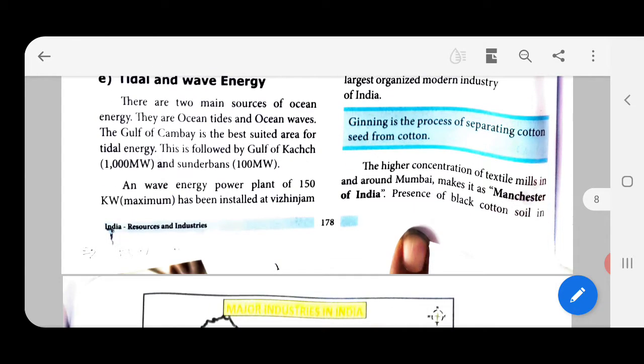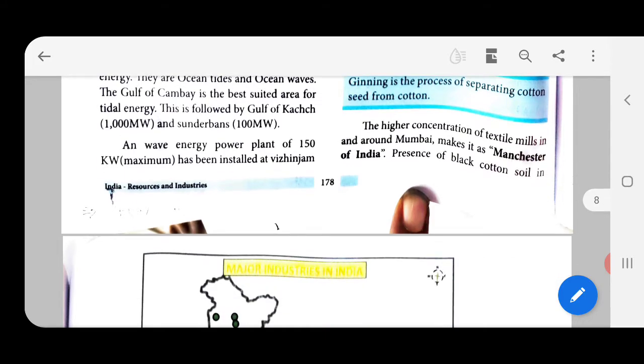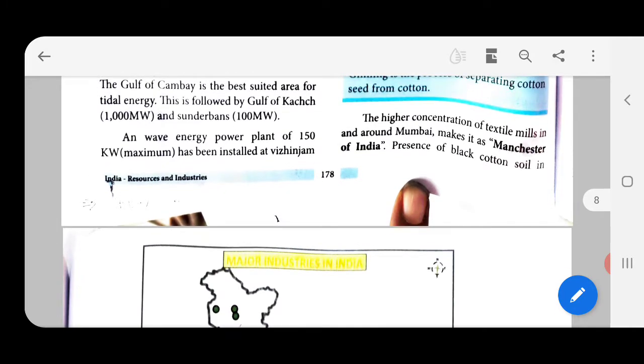So the next, higher concentration of textile mills in and around Mumbai makes it the Manchester of India. So if we go to Mumbai, we can see textile mills are huge in number. So we call Mumbai the Manchester of India.